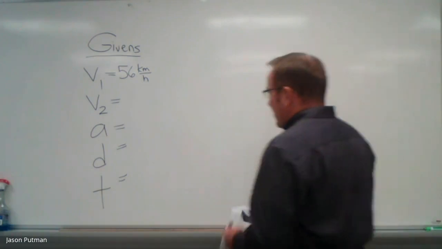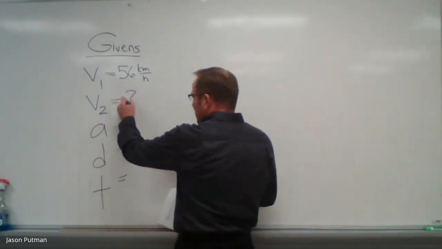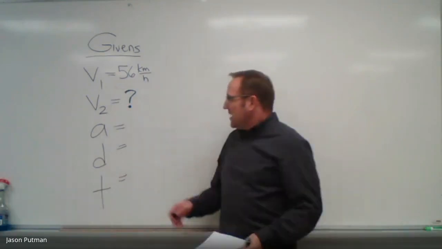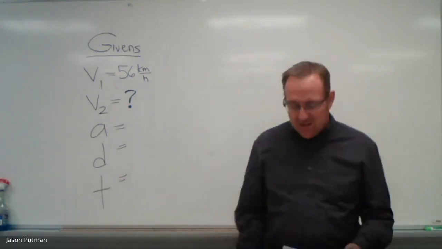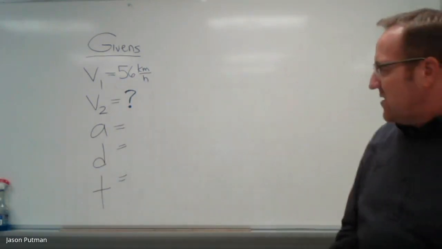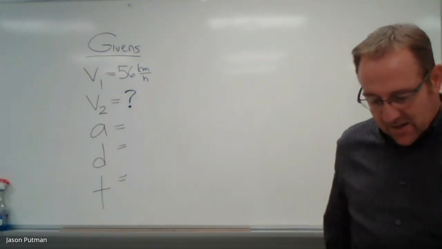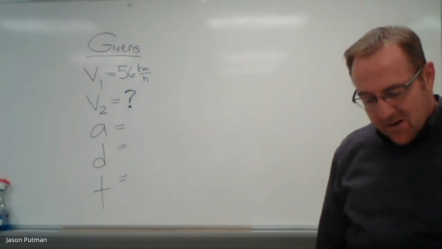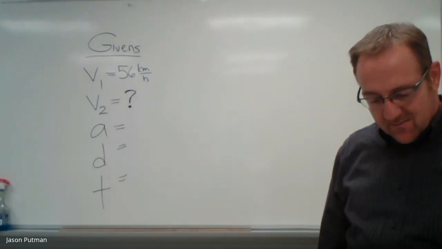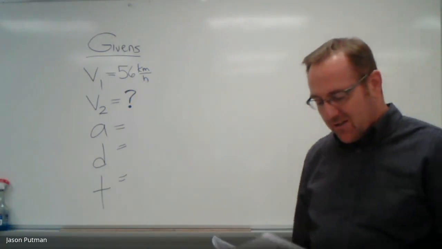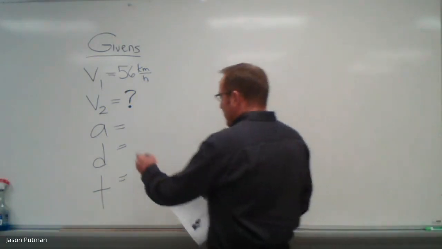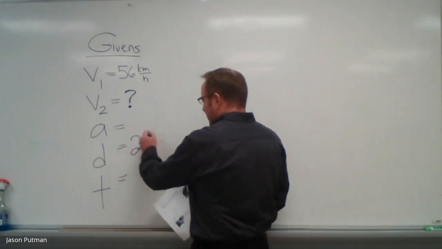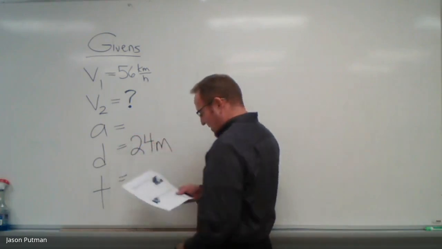So 56 kilometers an hour, that's starting speed. V2 is the unknown in this question. And this is what we're going to solve for. And you can tell already what the answer is going to be. It's going to be somewhere between 56 and 0. It can't be 0 or the car wouldn't have hit. And it can't be greater than 56 because you're slamming the brakes on. It's just going to get slower and slower and slower. The distance in this question is 24 meters. And the time is 2 seconds.